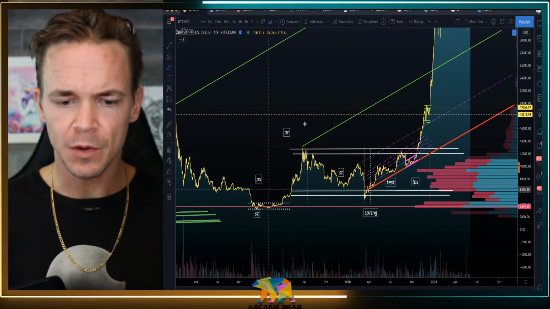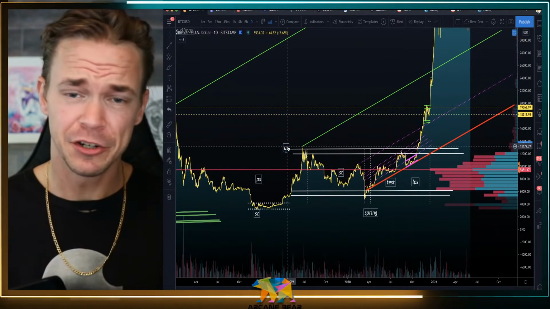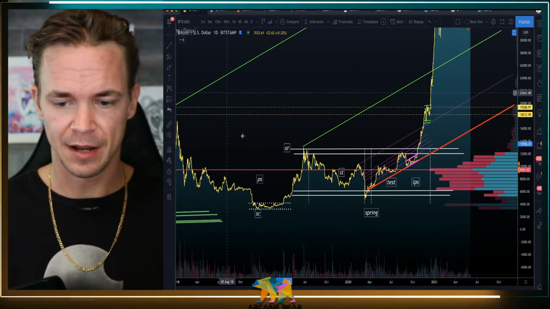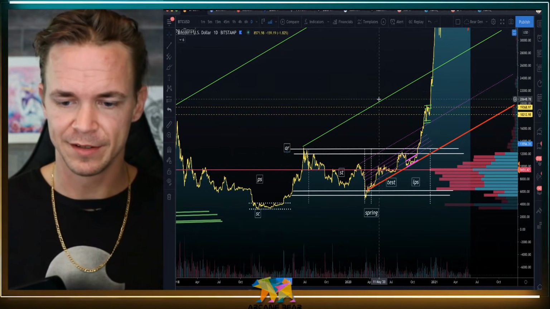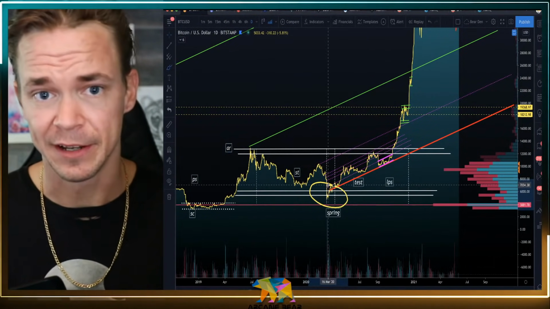So we saw our automatic rally. We then dropped into our secondary test. Now, again, I have not changed this drawing since May. Like all of our regression lines, everything here has been moving quite nicely since May. So as soon as we had the pandemic, we had what was known as a spring.